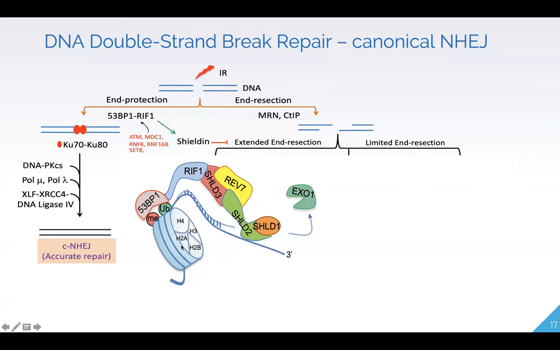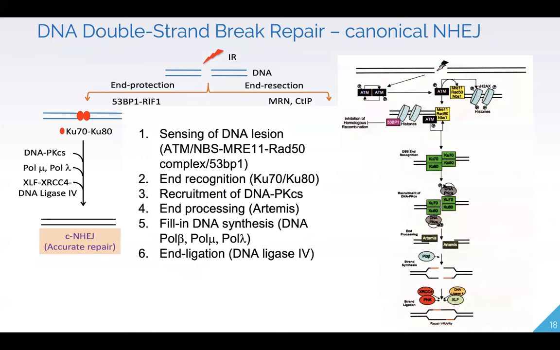Of course, this all has to happen in the presence of 53BP1 and in the presence of intact signaling to the shielding complex that prevents extensive resection. So let's back up a second, and let's just go over this one more time.